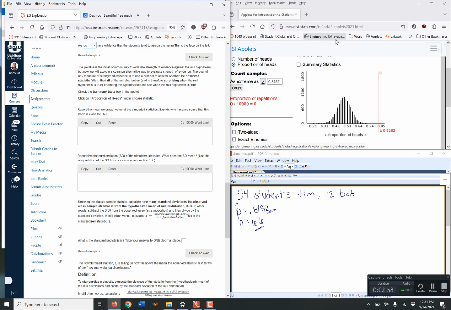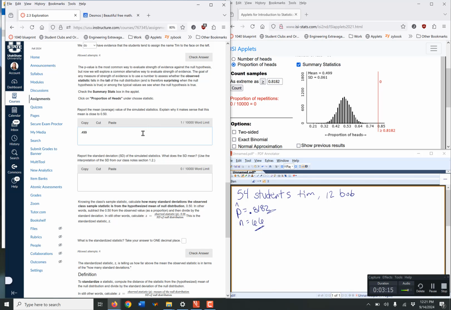So what we're going to do is come over here and click summarize statistics, and it will tell you the mean and SD. These are the mean and SD of all the different sample proportions that we could have gotten, or that we did get in our simulation. The mean for all of these is 0.499. So I would just type in 0.499.